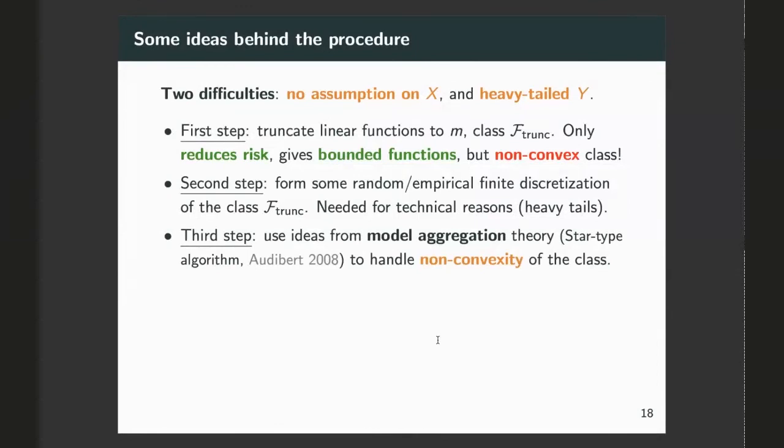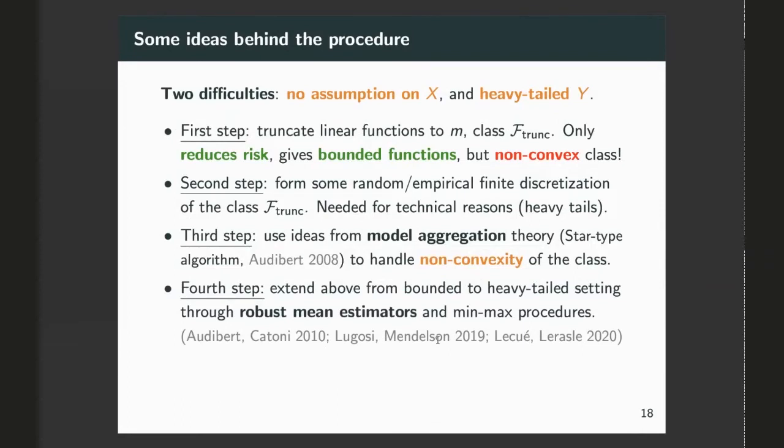Okay, the third step has to do with the fact that we have a non-convex class, and there are some procedures that have been introduced for this, in particular in a seminal paper by Audibert, which has a very interesting procedure for non-convex classes. And we use this kind of idea of constructing some star-shaped domain to handle the non-convexity of the class. This was introduced in the context of model aggregation, basically, so finite classes.